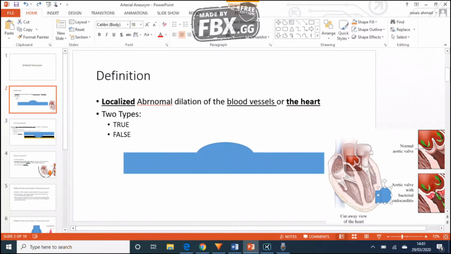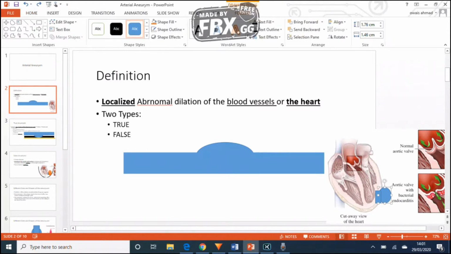Like I was saying about the heart, people really forget this. They just say it's an aneurysm in the blood vessel. No, it's also an aneurysm in the heart wall. Why is this? Because there can be myocardial infarction. When there is myocardial infarction over here, it can lead to a very, very weak wall.